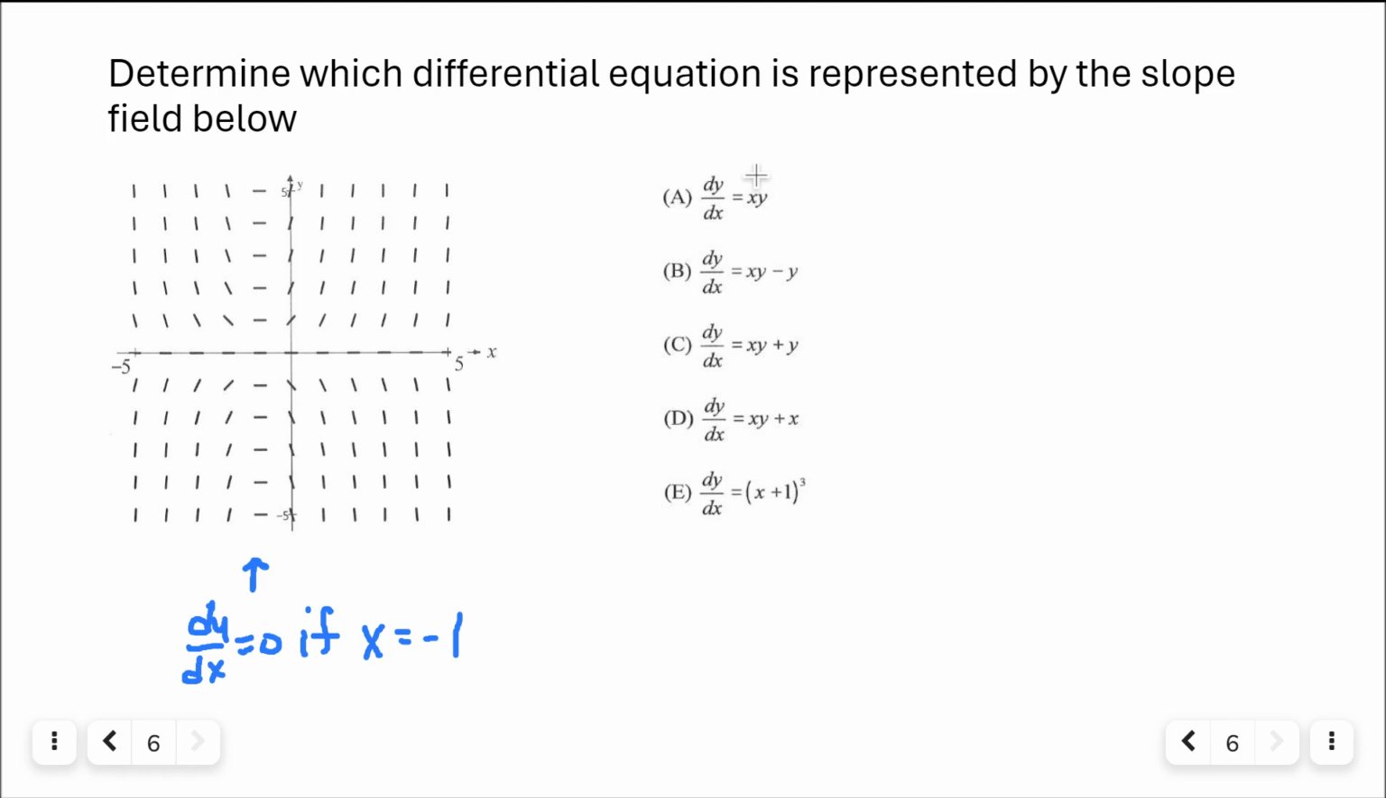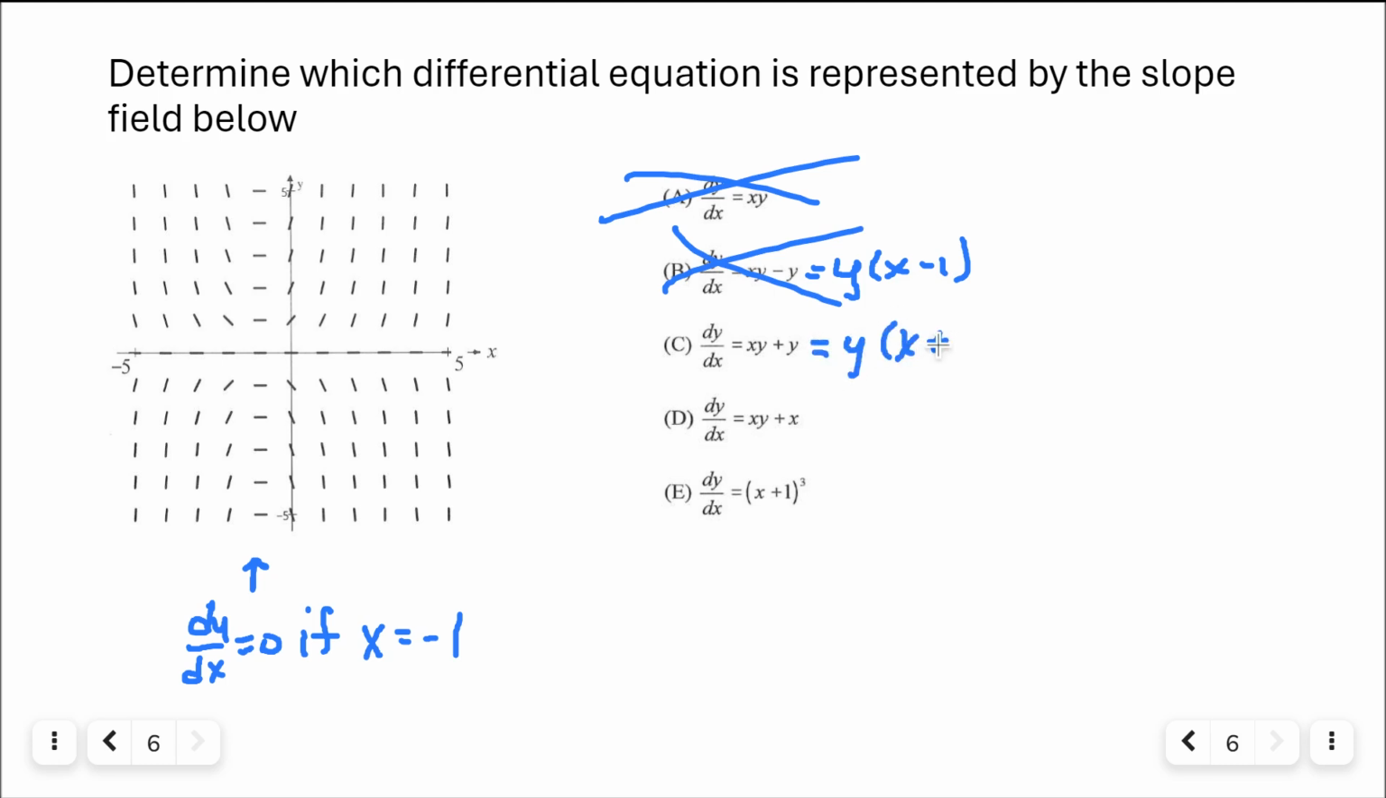All right, let's come over here. In letter A, if x is -1, well, if I pick anything else for y other than 0, the slope is not 0. But this is saying the slope is, so that's not it. Okay, in letter B, if I factor out the y, let's say y times x minus 1. So if I plug -1 in there, I get -2 times y. And that's not it either. All right. If I factor out y out of here, I get x plus 1. Okay, that's possible. If I take -1 and plug it in for x here, it's going to give me 0 no matter what. So that's a possibility for an answer.